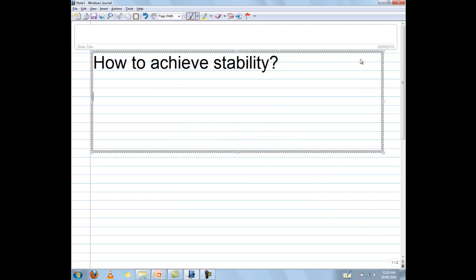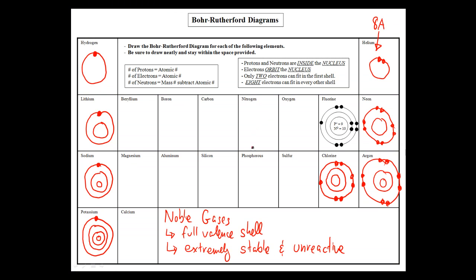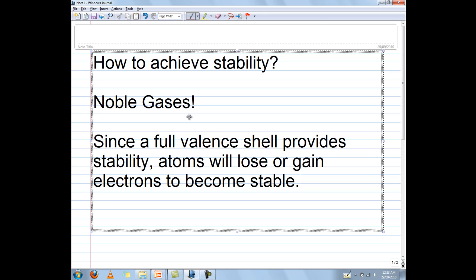So the question now becomes, how do you achieve this stability? That's where we look to the most stable elements on the periodic table, the noble gases. Everyone in this family, group 8A, the noble gases, is extremely stable and unreactive, and that is due to its full valence shell. So, since a full valence shell provides stability, atoms will lose or gain electrons to become stable.